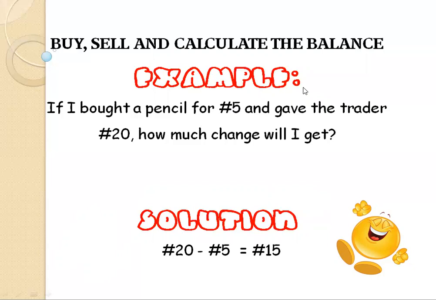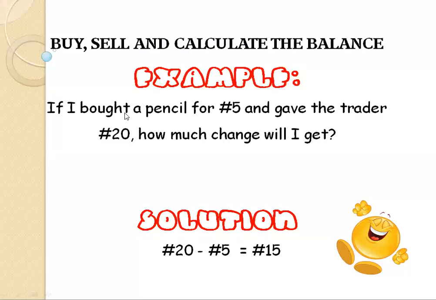At times, some of you can help mommy if your mommy is a trader, she sells one or two things. You might want to help her to sell in her shop. You should know how to calculate what the customer has bought so that you will know how much change to give to the person. So let's look at this example.